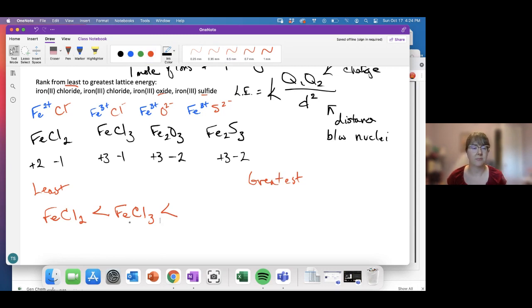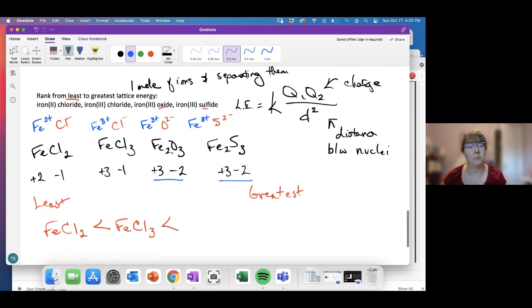So I can rank my +2 and my +3 with their -1s. Those are going to be lower lattice energy because their charges are smaller. Oh, but then I've run out of the same charge, and all I have is 2 things that are exactly the same. Darn. So now that I actually have 2 that are identical charges, I have to figure out the distance. So now I will worry about distance.